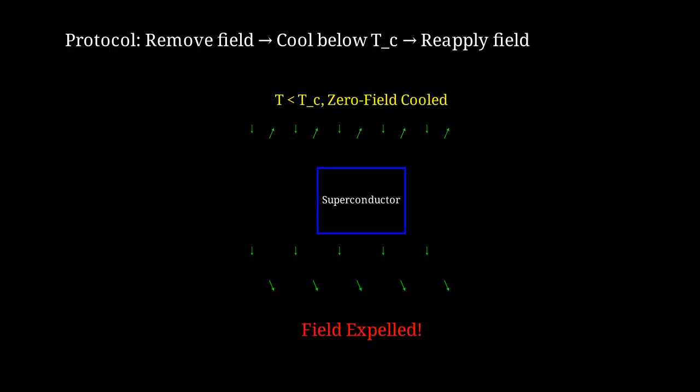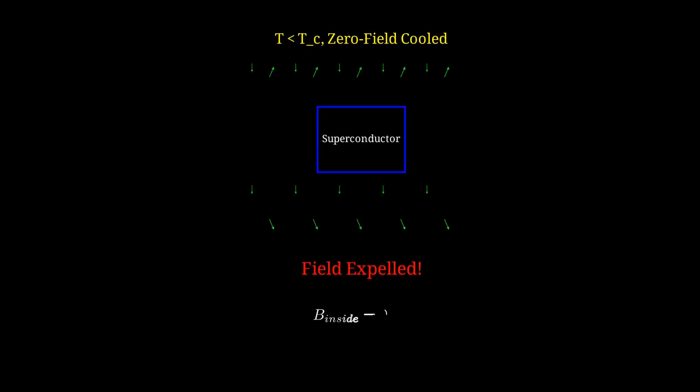Observation. When we reapply the field below Tc, something remarkable happens. The magnetic field is completely expelled from the interior of the superconductor. The field lines bend around the sample. This is the Meissner effect. Inside the superconductor, the magnetic field B equals 0. Complete expulsion.